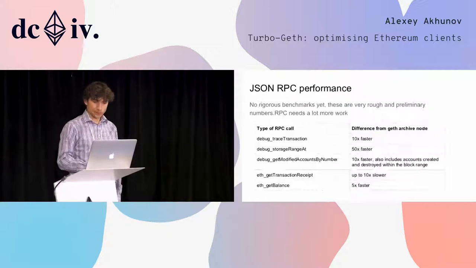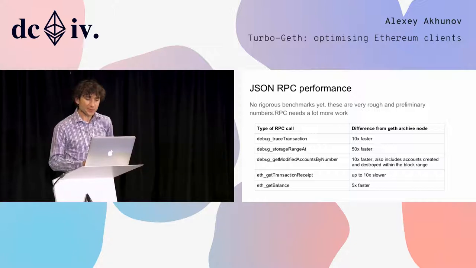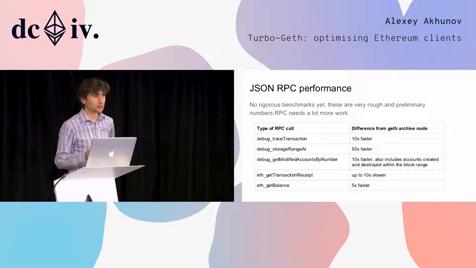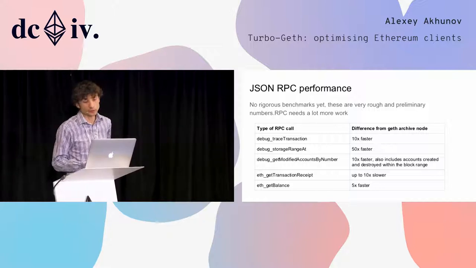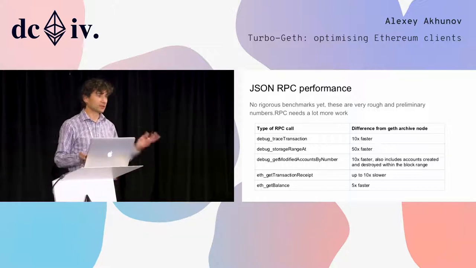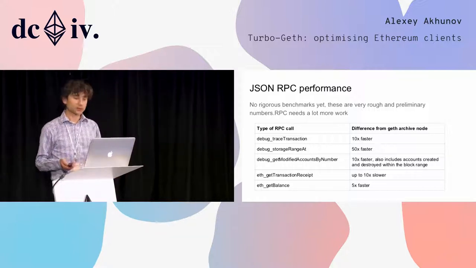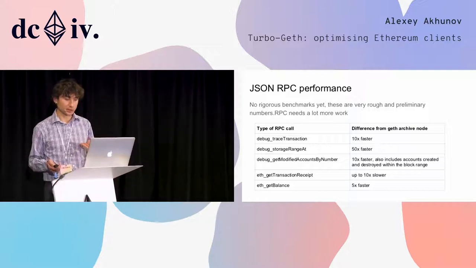Now, this is where I'm going to say something about receipts, because I haven't tested the entire set of RPCs. And again, these numbers are very rough. I didn't do scientific studies on this, but this is what I saw after very quick running. I ran both archive Geth and Turbo-Geth on the same machine, and obviously there would be lots of noise, but I could see through this noise that generally things are going faster, except for the receipts.